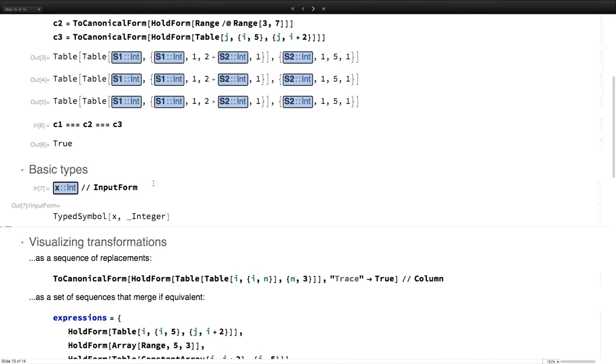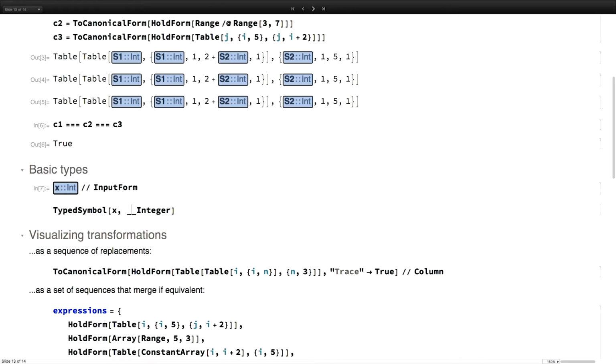And that's type system. And I should rename it, because it's really not a type system. Because this is just the expected pattern that I care about. It's not integer as a type, because you can also have a form where it has blank sequence or blank null sequence, things like that. And that's also a valid thing.